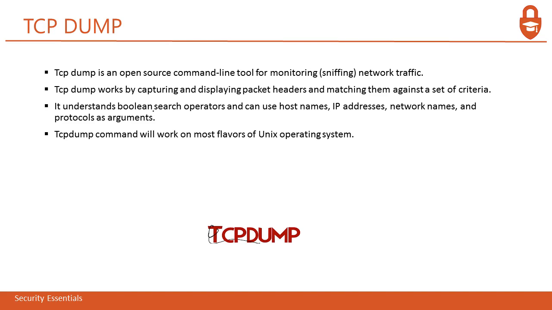TCP dump works by capturing and displaying packet headers and matching them against a set of criteria. It understands Boolean search operators and can use host names, IP addresses, network names, and protocols as arguments. TCP dump command will work on most flavors of the Unix operating system. And as a command line tool, it will capture and display packet headers, the kinds of requests we are forwarding in a network. Basically, the whole network will be captured by TCP dump on Unix or Linux.